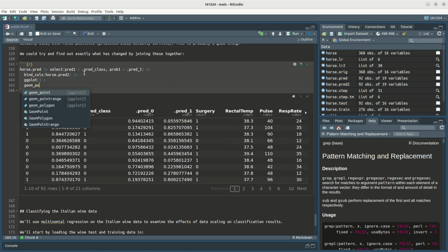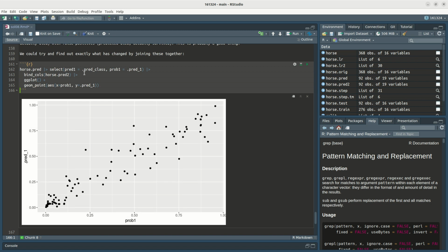So we could do a scatter plot. We could go x equals prob1, y equals .pred1. That's probably actually all we'll need. Let's try that first. Okay, so here's our two prediction probabilities plotted against each other.